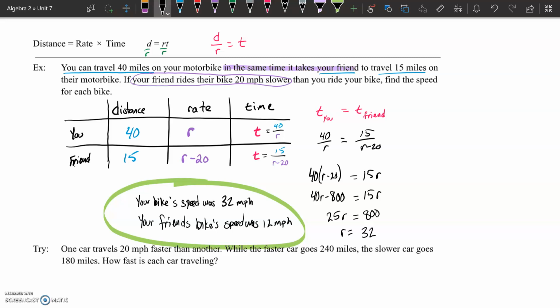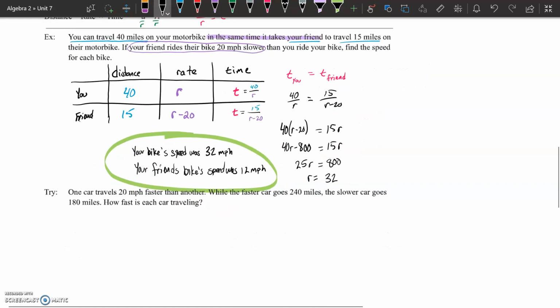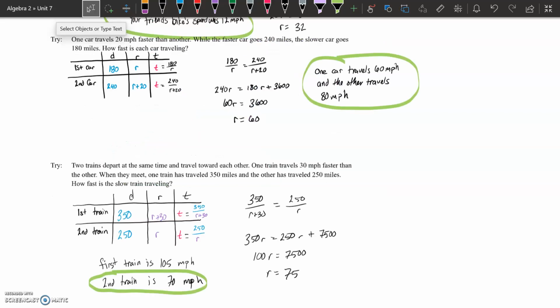Okay. What I want you guys to do is press pause and try the next two problems on here. You will have an answer key provided to you to check your work and answers.